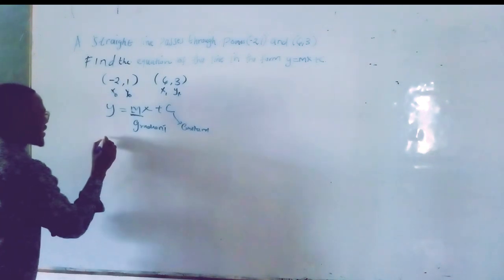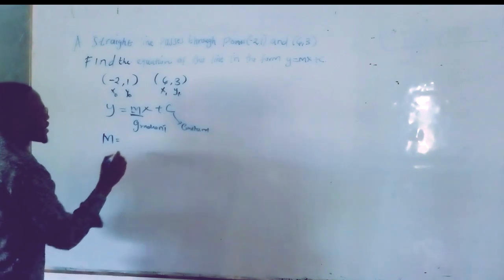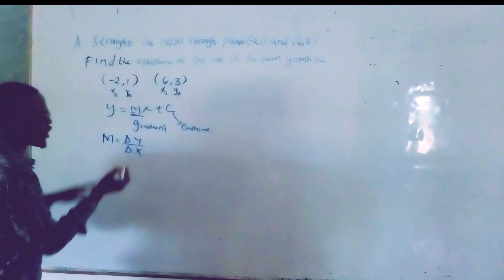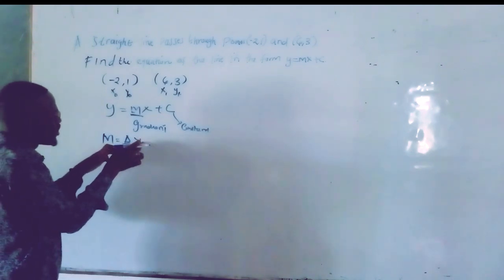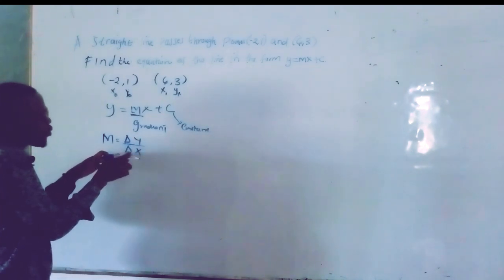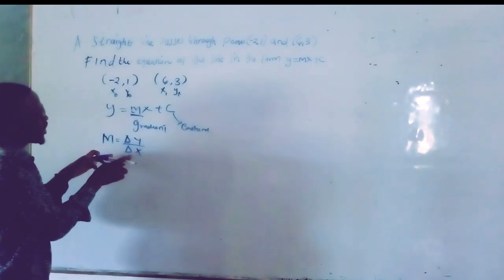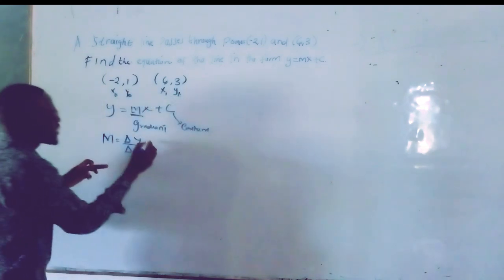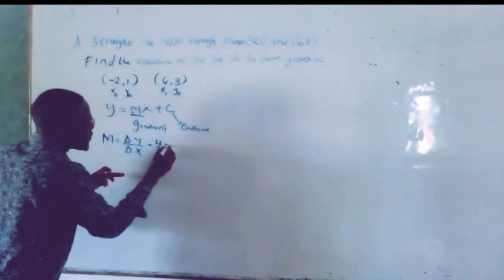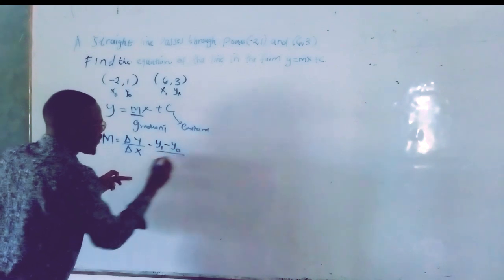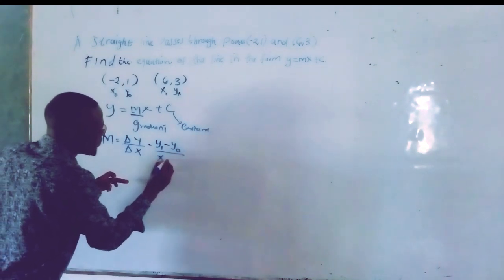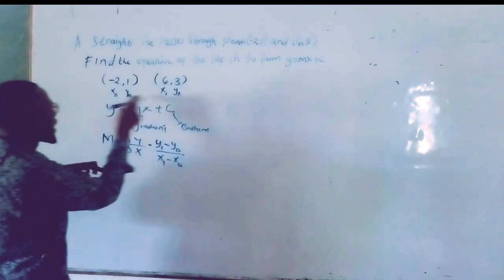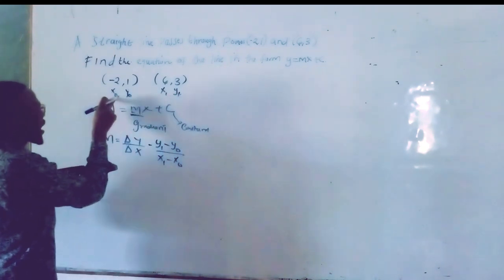The gradient m is given by what? Change in y over change in x. So we ask how y is changing from one point to the other, and how x is changing from one point to the other. That means it is (y1 - y0) over (x1 - x0). So this represents our y1, y0, x1, x0.